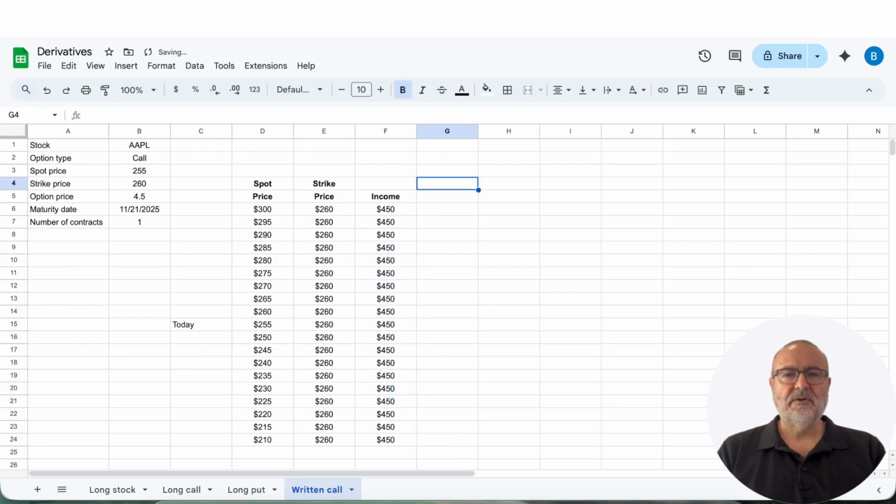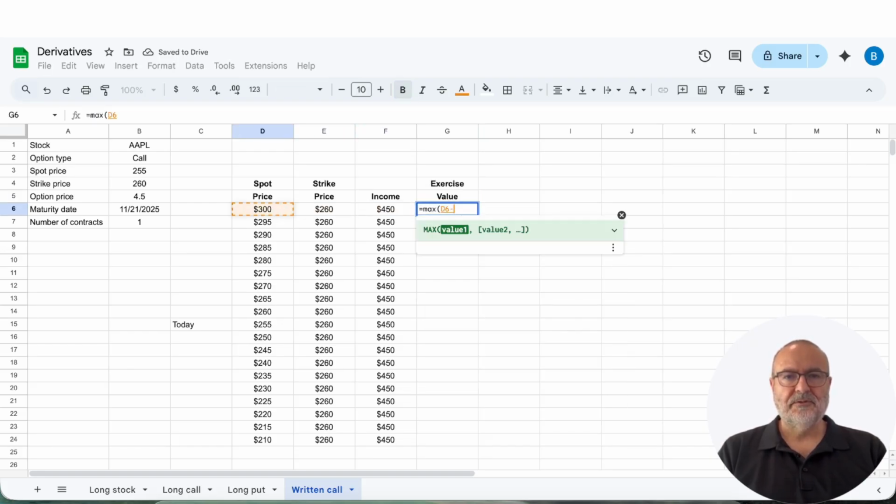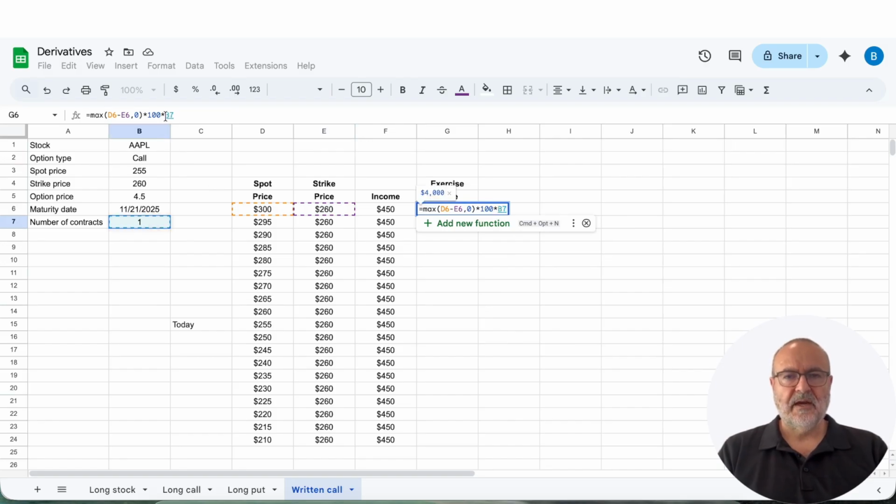We can now calculate the exercise value, which will include our income. Remember that any income that the option buyer earns is our loss, and any income we earn is option buyer's loss. Notice that the exercise value for a written call option is the same as the long call option, except we multiply it with -1. Buyer's profit is our loss.